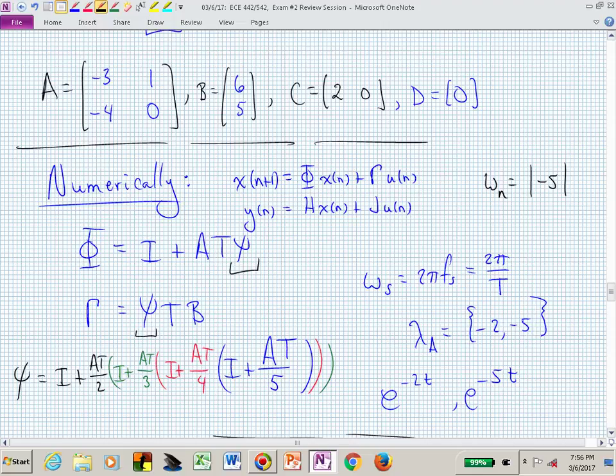Meaning omega sub s is now 30 times omega sub n, or that's this 150. So that you now set that equal to this and solve for capital T. Capital T is now 2 pi over 150. Is that clear? And now you can do this numerically. You have A, you have psi, you have B, you now have T from the eigenvalues of A. Yes?